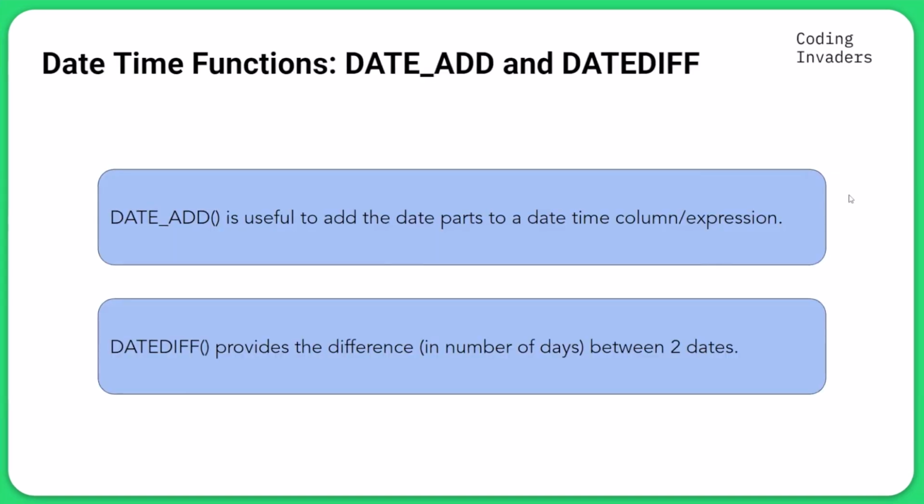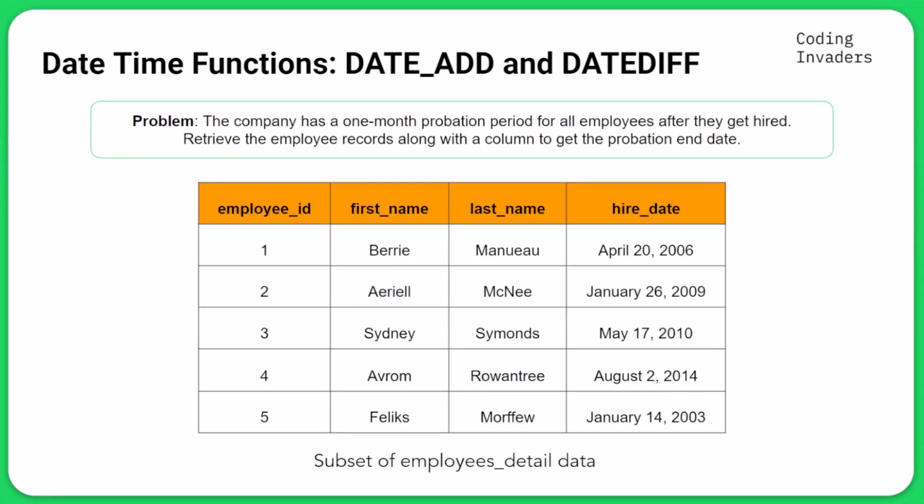Alright, so now we will look at the dateadd and datediff functions. The dateadd function is useful to add date parts to a datetime column. So we can add months, days, weeks, etc. to a datetime column. Similarly, we have datediff. It provides the number of days between two dates. So it is used to find the difference between two dates, and it returns the number of days between those two dates. Now let's understand this with an example.